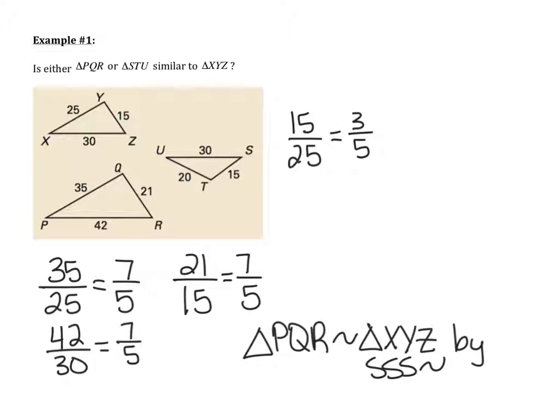So let's next check TU compared to YZ. TU is 20 and YZ is 15. So we can already see that something weird's happening because before we had a smaller number over a bigger number and now we have bigger over smaller. So 20 over 15 in lowest terms would be 4 over 3. So automatically, since we got a different ratio, we know that triangle STU is not similar to triangle XYZ.